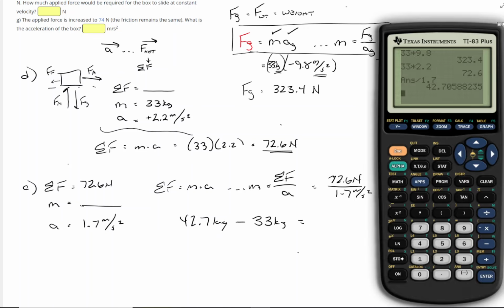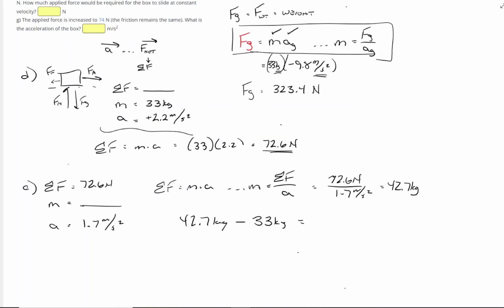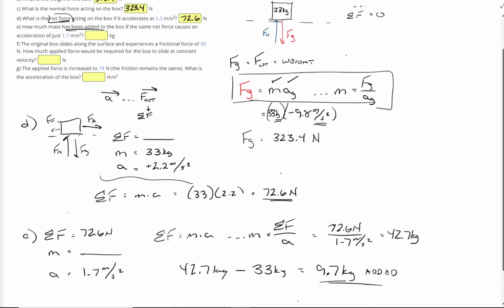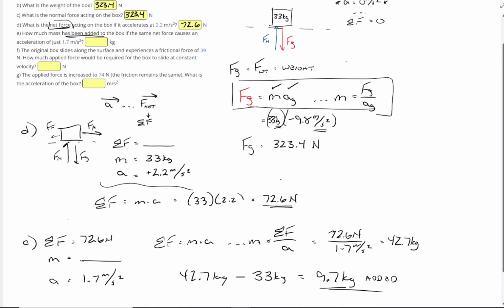And I'm going to get about 10 minus 33, and that would be 9.7 kilograms has been added, right? So be careful to read the question so you know what they're asking for. We found the new mass, but they want to know how much was added. So I'm going to put 9.7 kilograms. So you're starting to see how these problems might be worded in these basic scenarios.